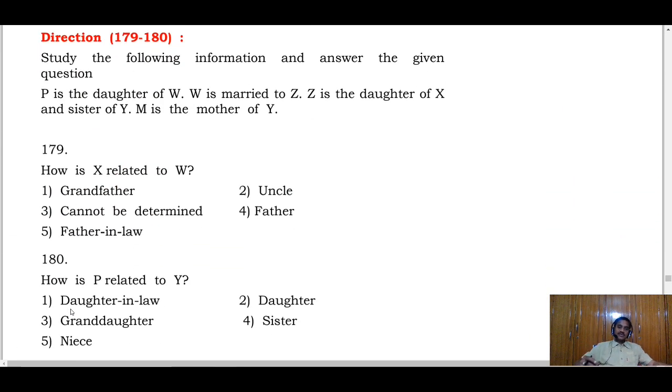Then 179 and 180. P is the daughter of W, and W is married to Z. W and Z are married to each other. And P is the daughter of W. Z is the daughter of X.